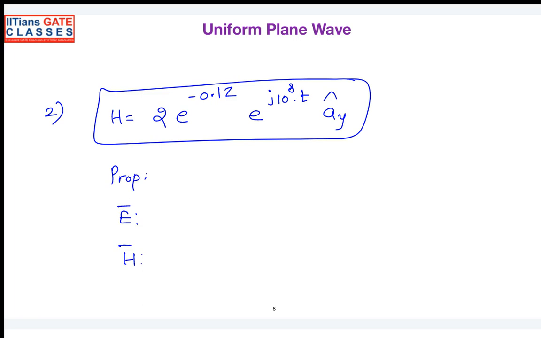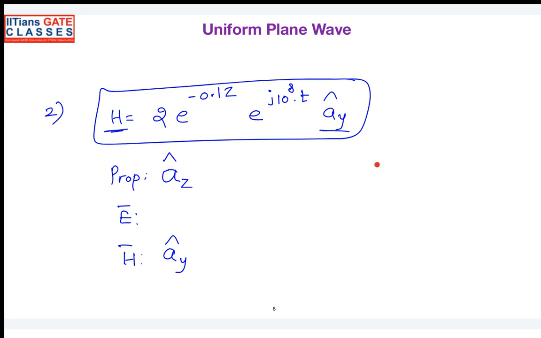Quickly, what is the propagation direction? First answer. Yeah, propagation will be along positive z. Positive z direction. Good. Magnetic field, I have given, is in the AY cap direction. So what should be the electric field direction now? Minus AX. Is it correct? Electric field minus ax or plus ax?